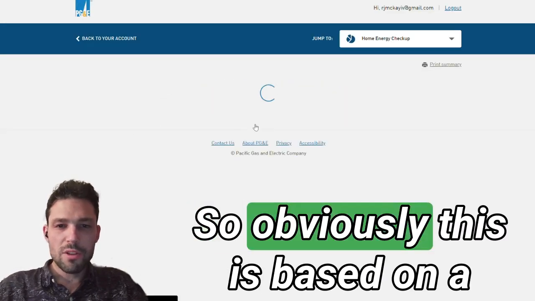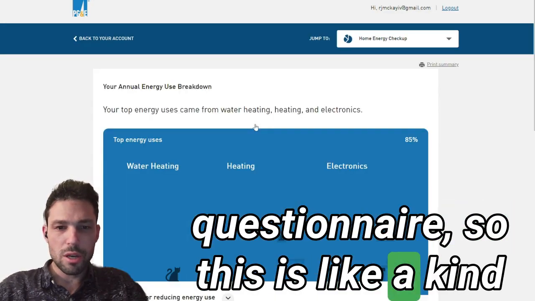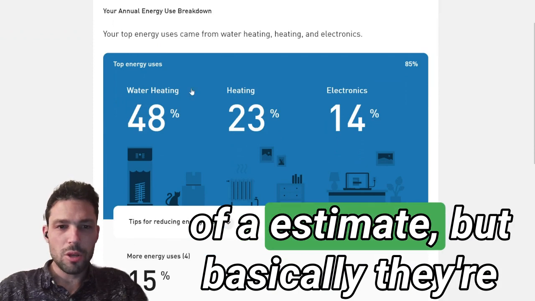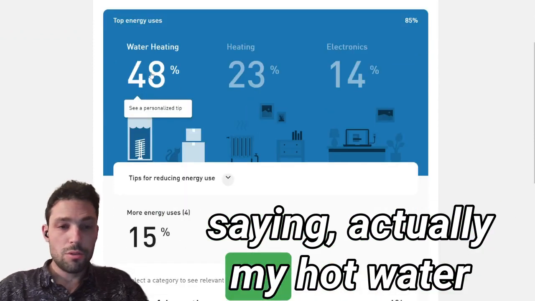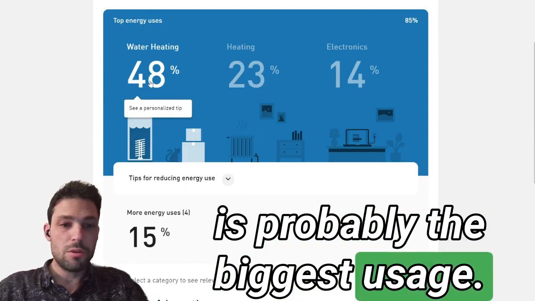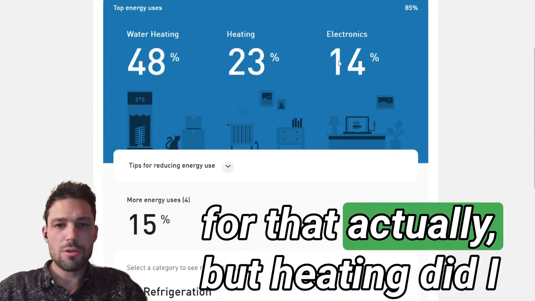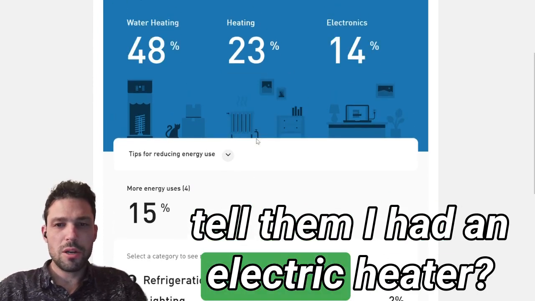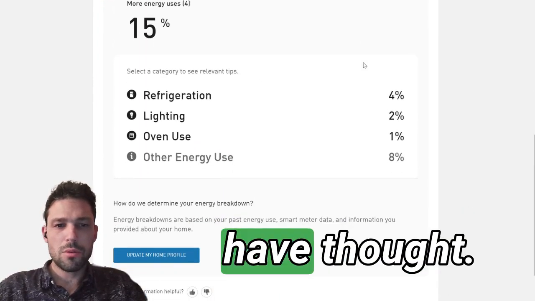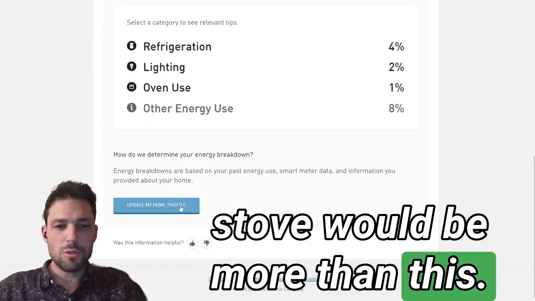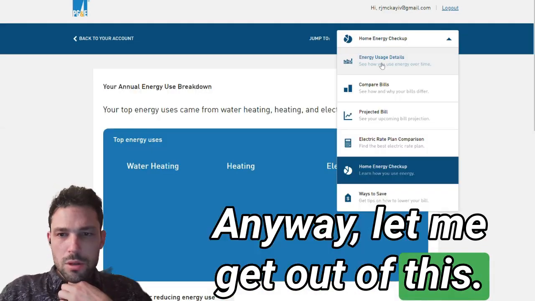Okay. So obviously this is based on the questionnaire. So this is kind of an estimate. Basically they're saying my water is probably the biggest. I wonder if I'm paying for that, since the apartment pays for that actually. But heating, did I still have my electric heater? Funny. I would have thought my stove would be more than this.